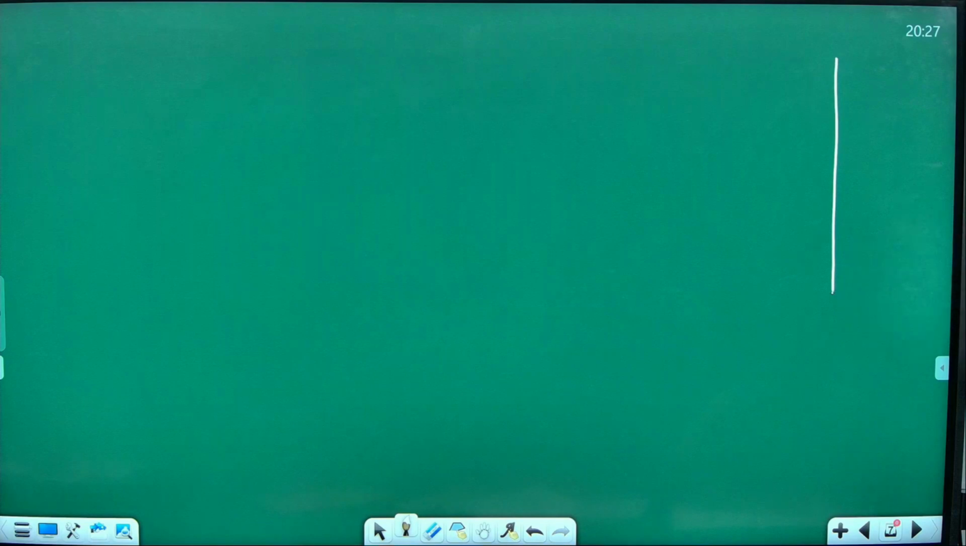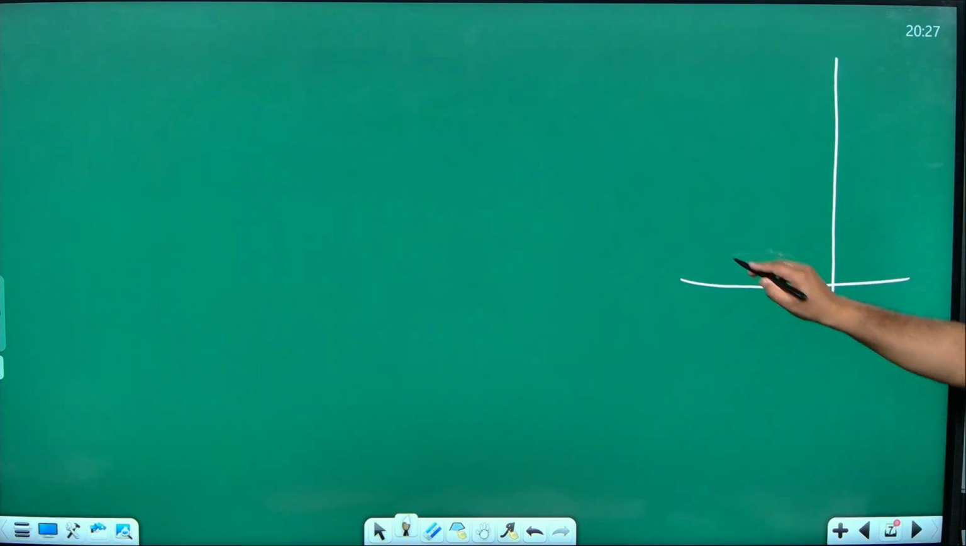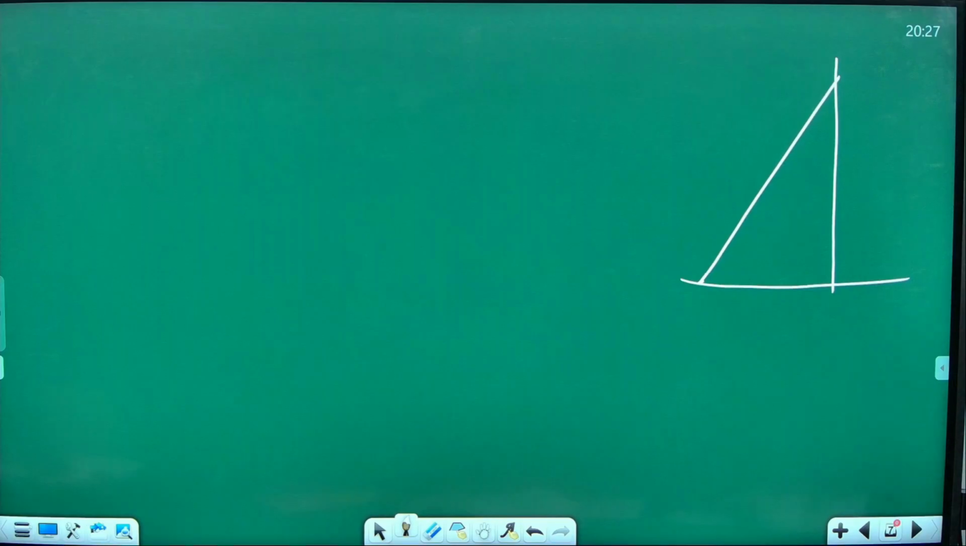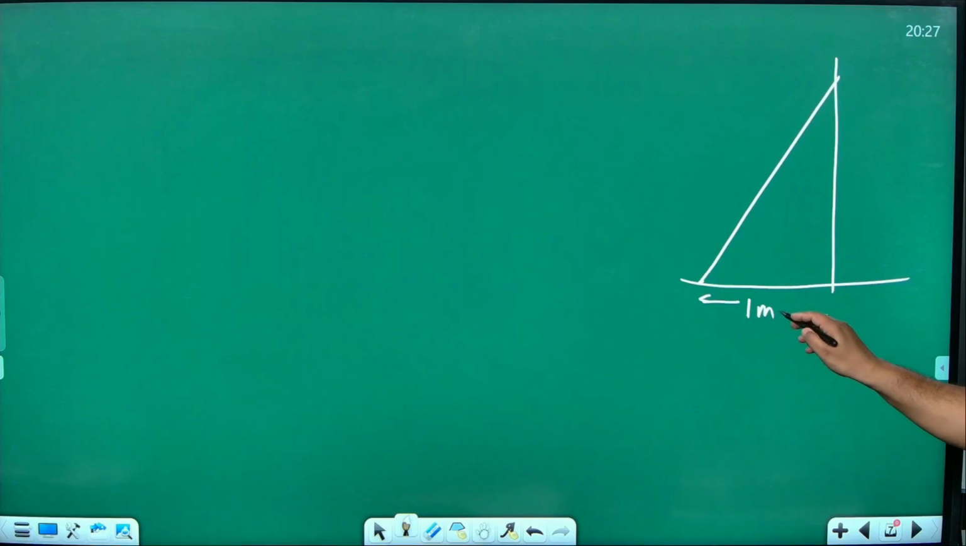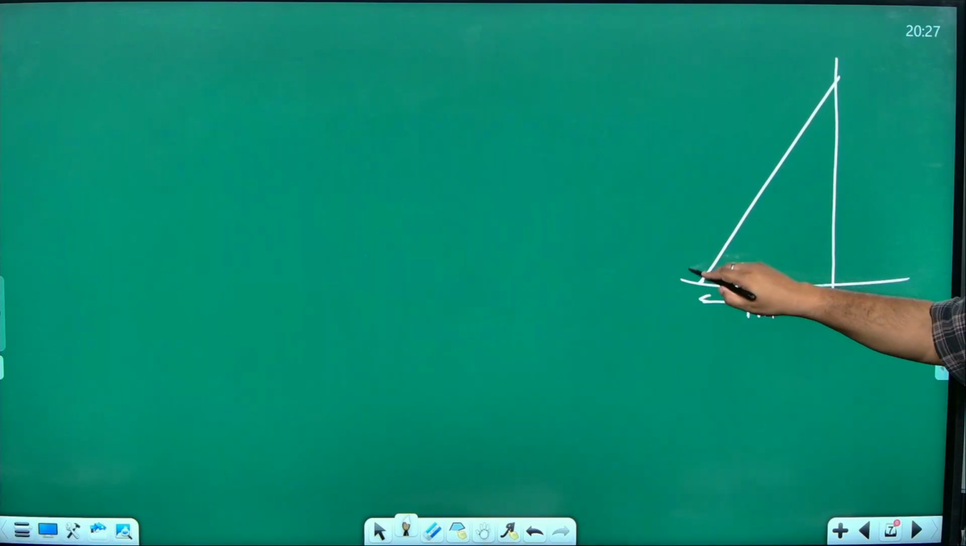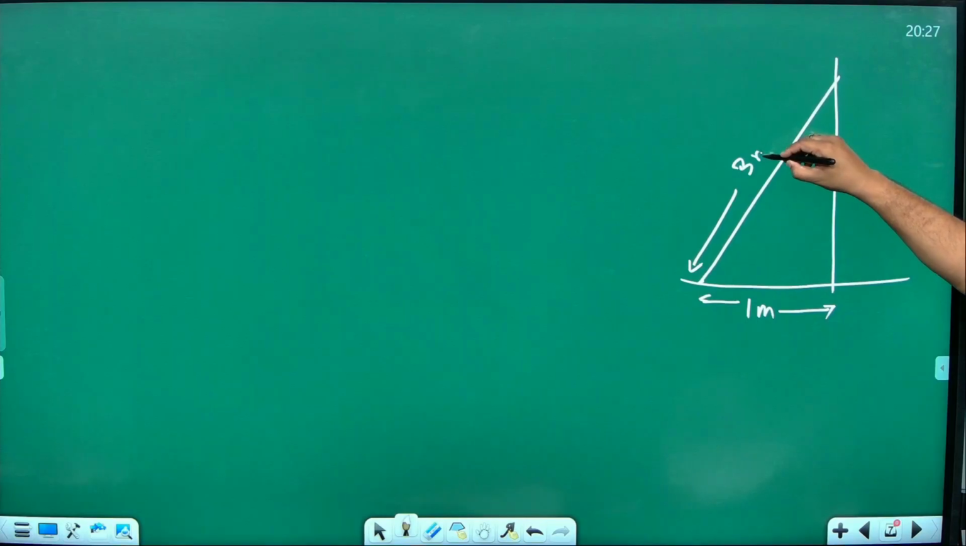There is a wall and this is the floor. I have a ladder, one meter away from the wall. Three meters is the ladder height.